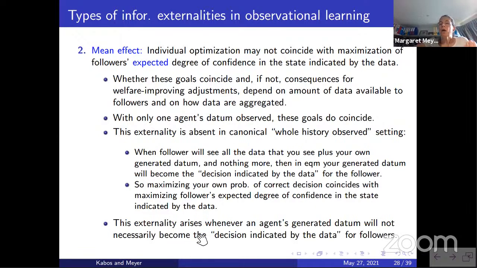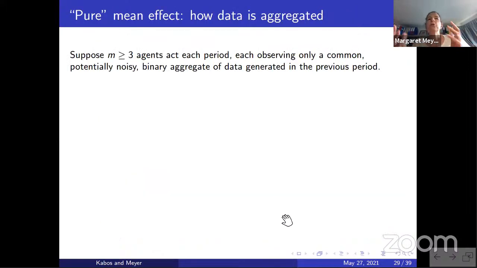The mean effect arises whenever an agent's generated datum will not necessarily become the decision indicated by the data for followers. And so what I want to do is illustrate the pure mean effect in what seems to me the simplest way. I want to suppose that M agents act each period, and for the mean effect to arise, M has to be at least 3. Each agent observes only a common, potentially noisy binary aggregate of the data generated in the previous period.